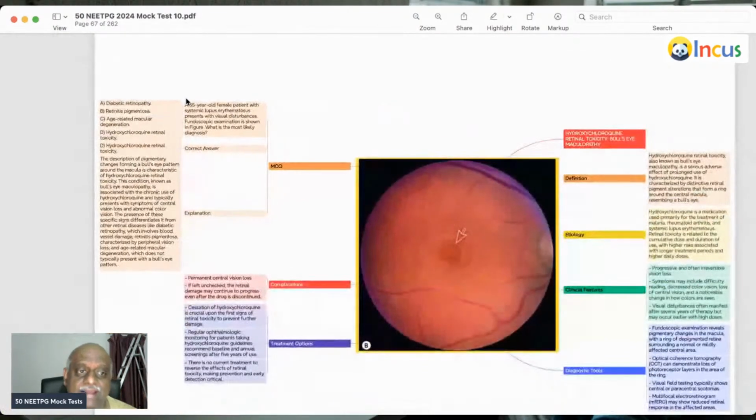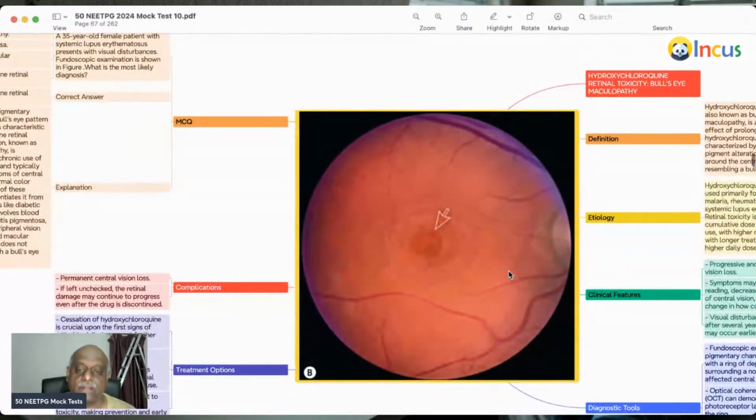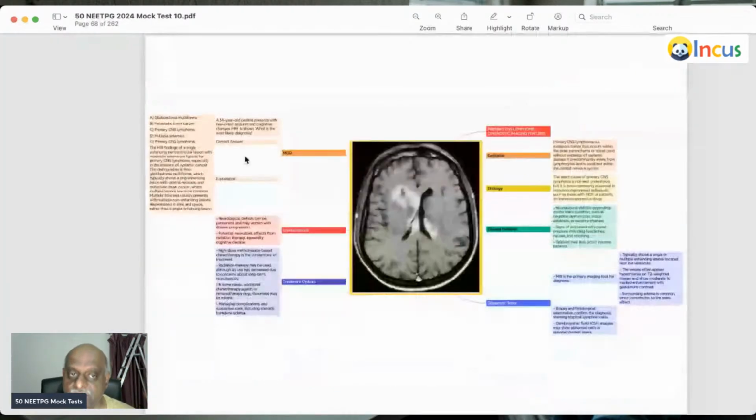A 35-year-old with SLE receiving treatment with hydroxychloroquine, HCQ, right? During the COVID time, a lot of you came to know about this drug called HCQS, hydroxychloroquine sulfate. Typically in SLE, to treat the arthritis, we give hydroxychloroquine sulfate. But long-term giving that will lead to bull's eye maculopathy, which is what you're able to see, caused by hydroxychloroquine retinal toxicity, is what you need to remember.